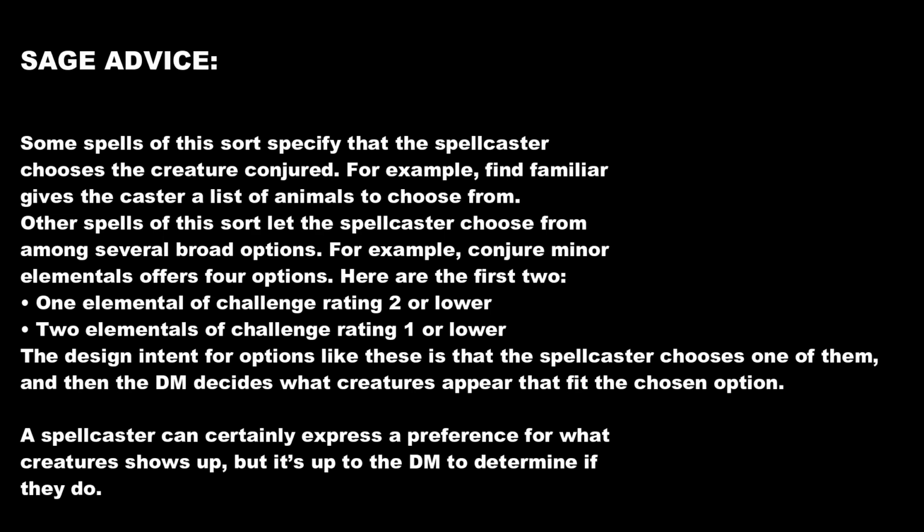If we look at Sage Advice on this, the column reads, "Some spells of this sort specify that the spellcaster chooses the creature conjured. For example, Find Familiar gives the caster a list of animals to choose from. Other spells of this sort let the spellcaster choose from among several broad options. For example, Conjure Minor Elementals offers 4 options. The design intent for options like these is that the spellcaster chooses one of them, and the DM decides what creatures appear that fit the chosen option." Conjure Woodland Beings is one of those latter kinds of spells that allows you to select from broad options. Let's take a look at the spell description.